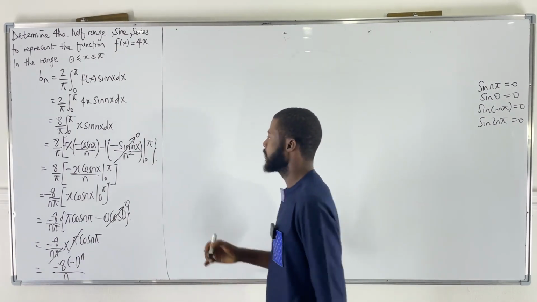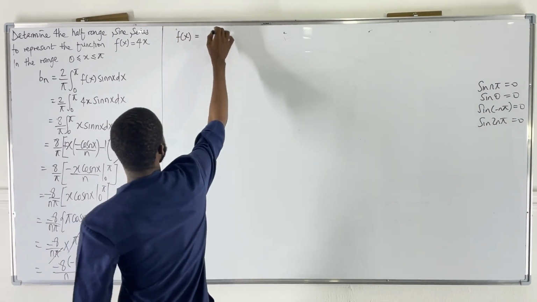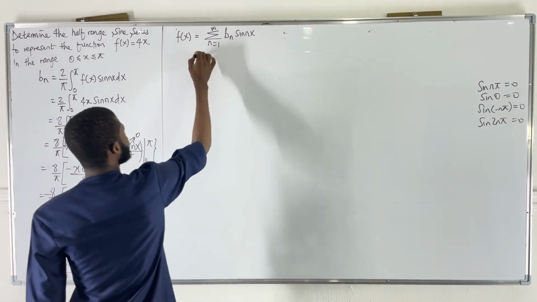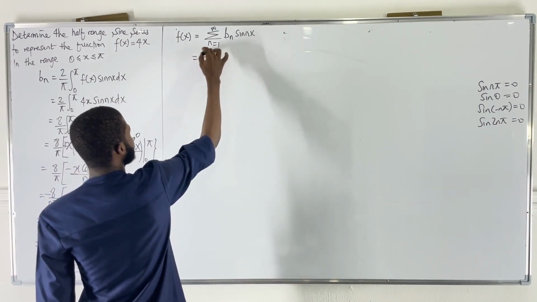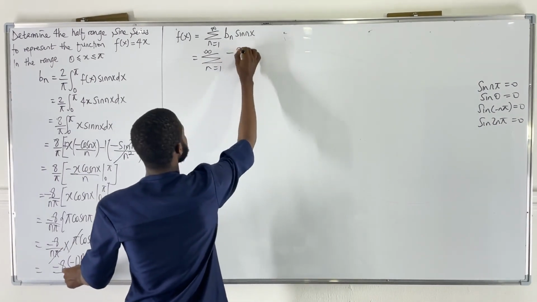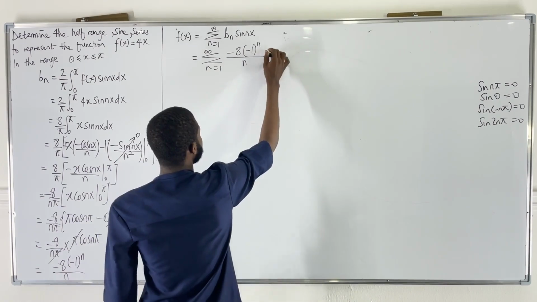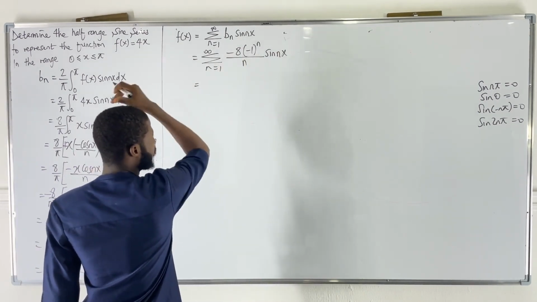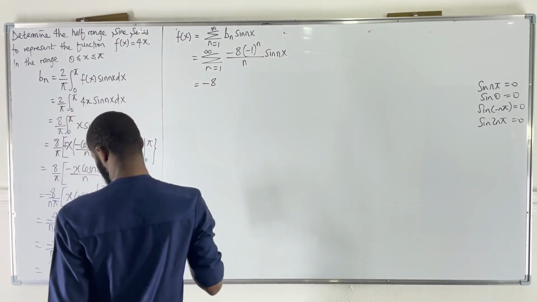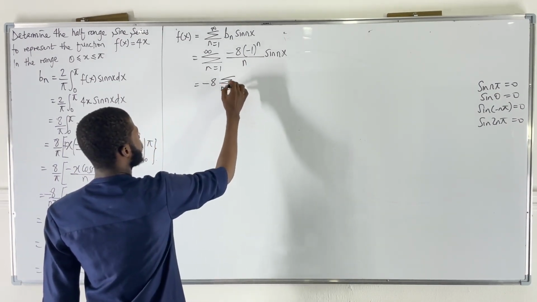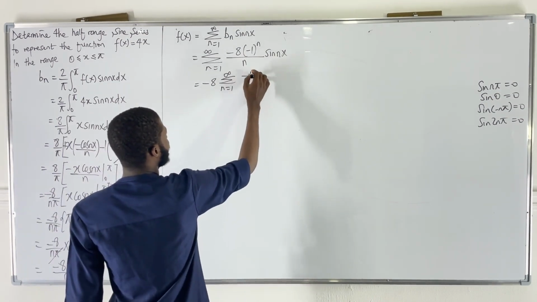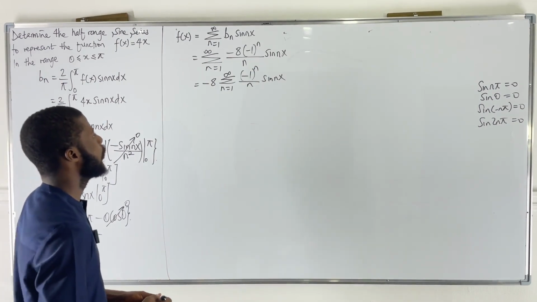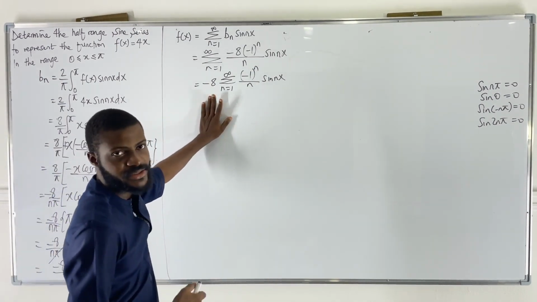So now my f of x will then become the sum from n equal to 1 to infinity of b sub n sine nx. Now this b sub n is minus 8 into minus 1 to the power of n over n, sine nx. That's what we have. Okay. Now the minus 8 is a constant, so you can just bring it out. So this is minus 8, sum from n equal to 1 to infinity. What will be left is minus 1 to the power of n over n sine nx. All right. Now at this point, this is actually your answer in terms of n.